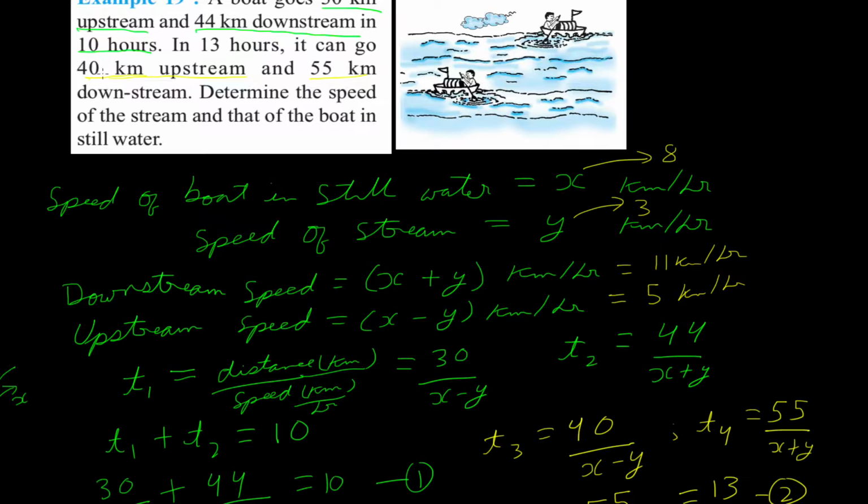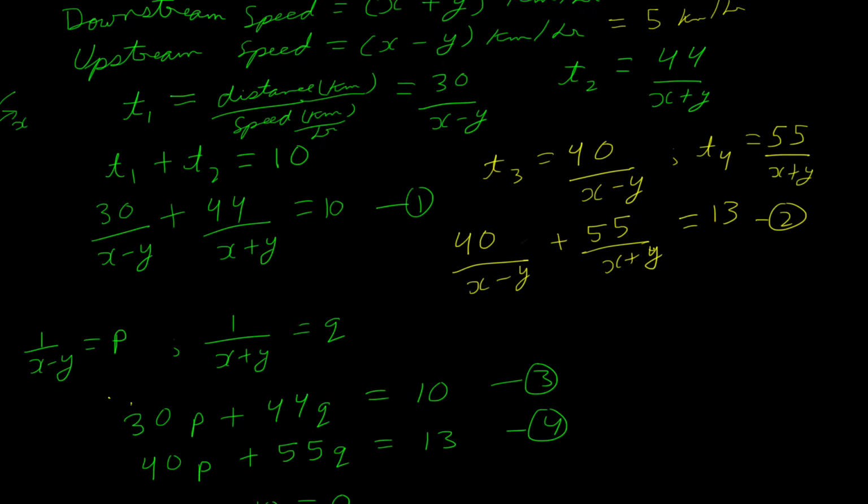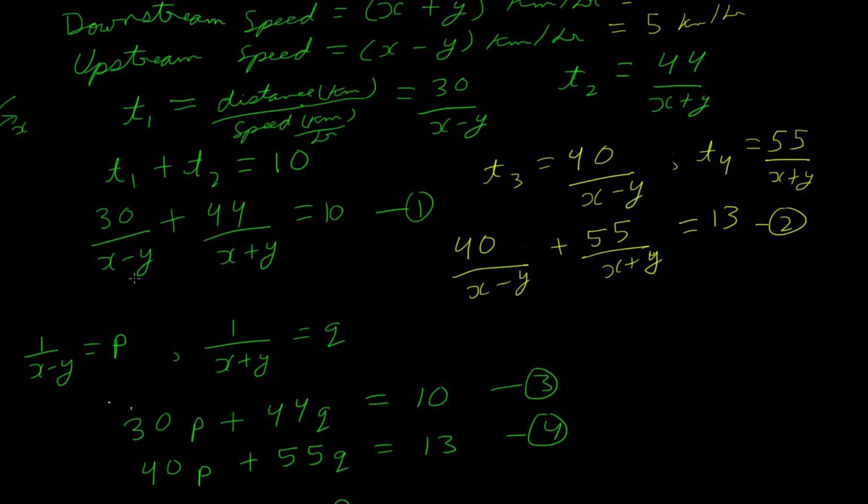Now similarly for the second part, 40 kilometer upstream, the time will be 40 by x minus y plus 55 divided by downstream speed x plus y, and this should be equal to 13. So this is how we arrived at our two equations, 30 by x minus y plus 44 by x plus y equal to 10, and this equation. So now what we can observe is the variables are the same in both the cases. So we say it as 1 by x minus y as p and 1 by x plus y as q, and then it gets reduced to its standard linear equation form.